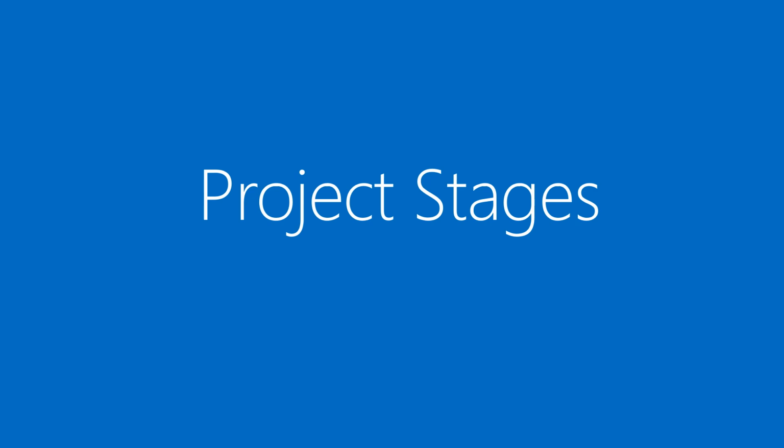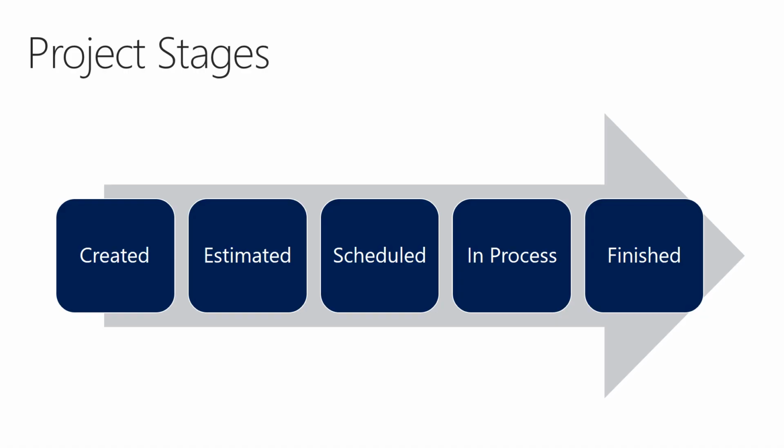Project stages can reflect the different stages of a project and can control what actions you can and cannot perform within Dynamics AX. Let's review this functionality. Like mentioned before, project stages determine what types of operations can be performed on a project. As we're seeing on the screen, these are the 5 default stages that you get out of the box with AX. You get a created, an estimated, a scheduled, in process, and finished.